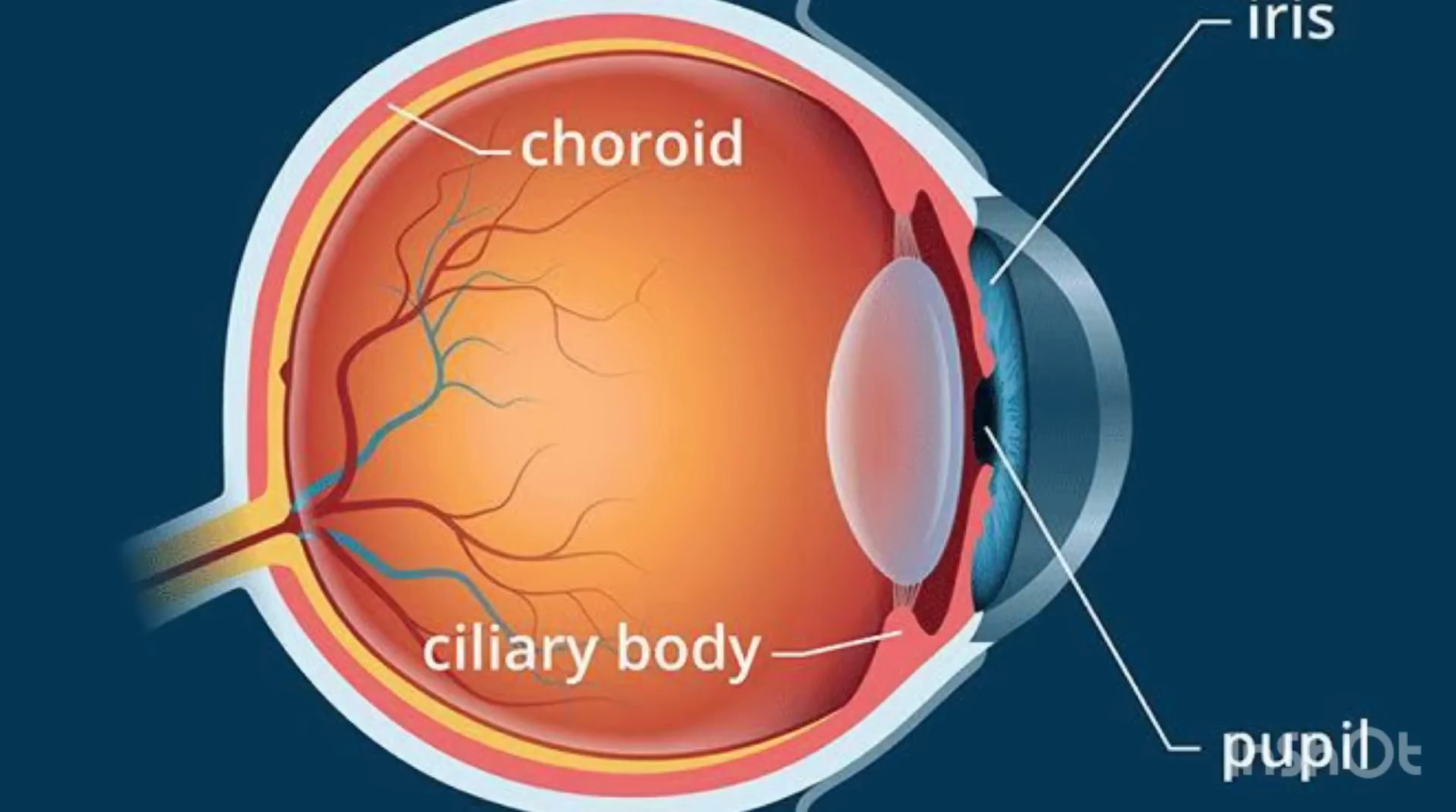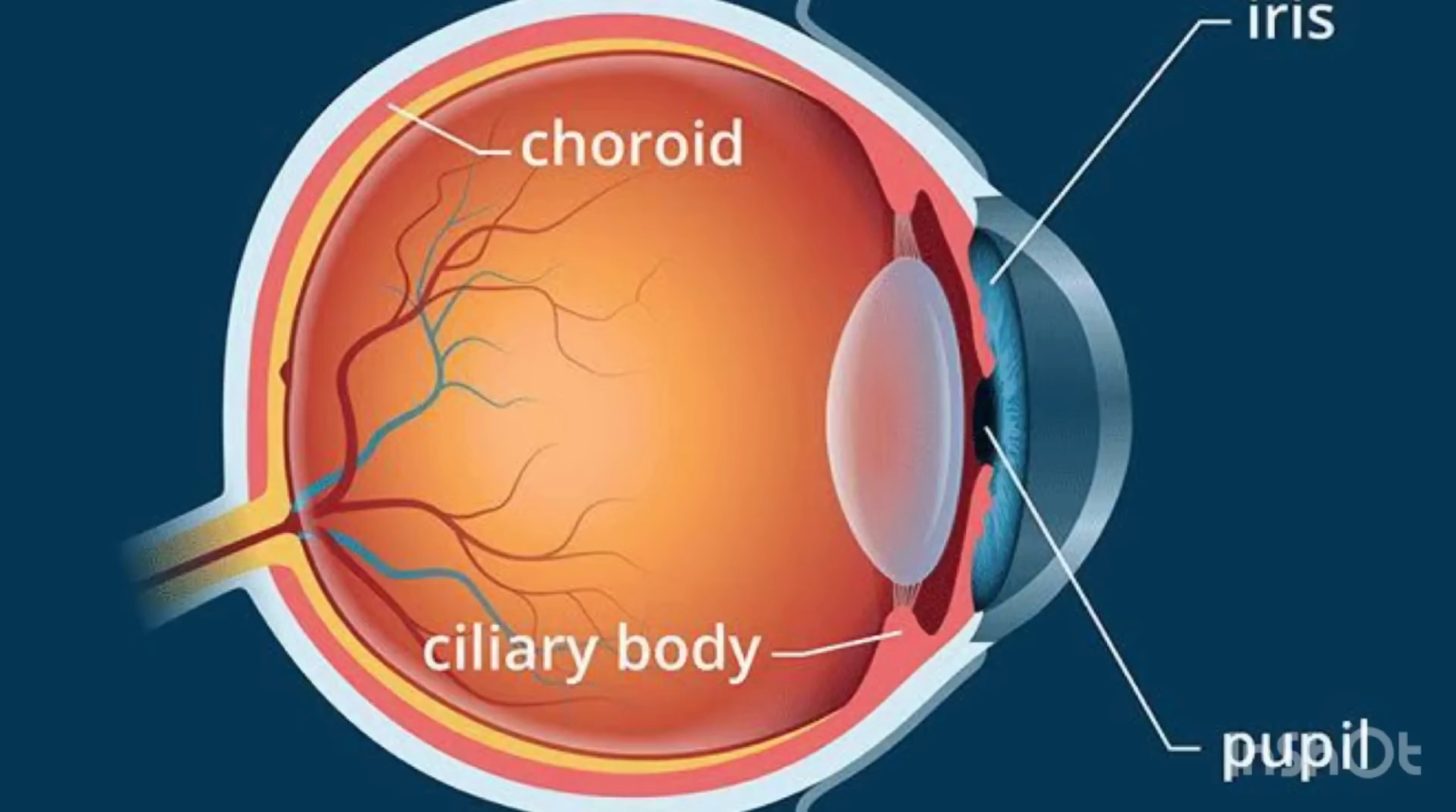Then I'm going to discuss its components. The first component is the ciliary muscles. The ciliary body contains smooth muscle fibers called ciliary muscles. These muscles are responsible for controlling the shape of the lens during the process of accommodation. When the ciliary muscles contract, they cause the lens to thicken, enabling the eyes to focus on nearby objects. Conversely, when the ciliary muscles relax, the lens becomes thinner, allowing the eyes to focus on distant objects.